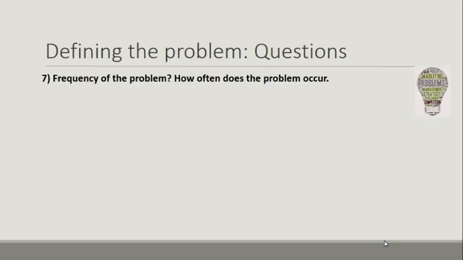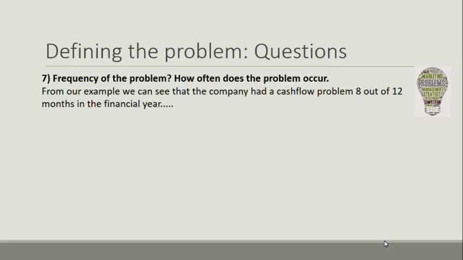Frequency of the problem, or how often the problem occurs, may enable you to understand it further. From our example, we can see that the company had a cash flow problem 8 out of 12 months in the financial year.